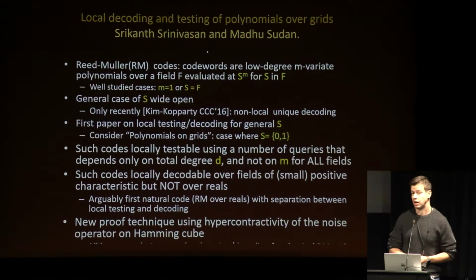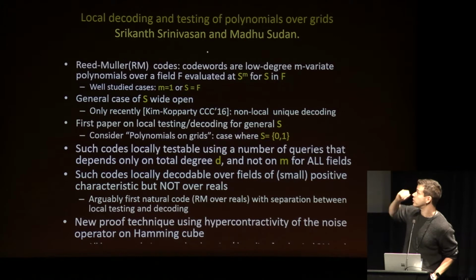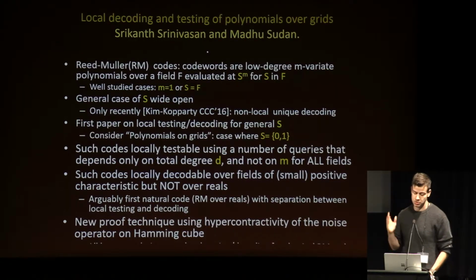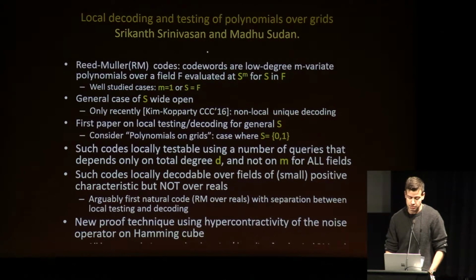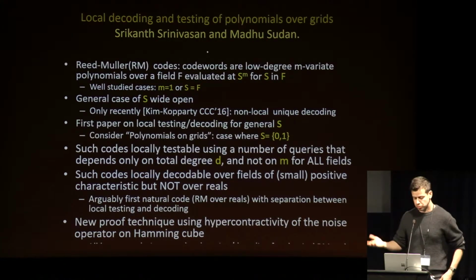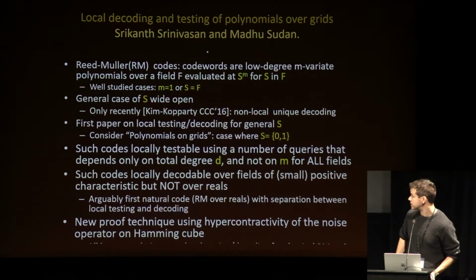And you would think that everything that needs to be known about Reed-Muller codes has been asked and has been studied, and hopefully we know everything we need to know, but in fact this isn't the case. The case of evaluating the polynomial over a general subset of F is wide open. Only recently do we have results for non-local unique decoding. And this is the first paper on local testing and decoding for general subsets of the field. They show strong local testing results. So a local test with a number of queries that only depends on the total degree.